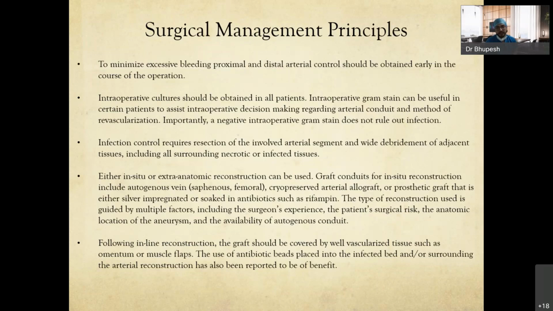Infection control requires resection of the involved arterial segment and wide debridement of the adjacent tissue, including all the surrounding necrotic and infective tissue.